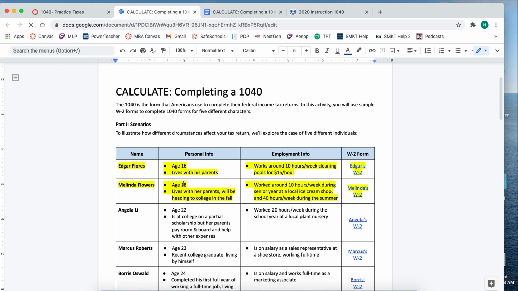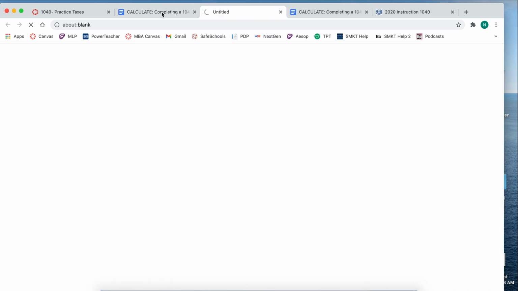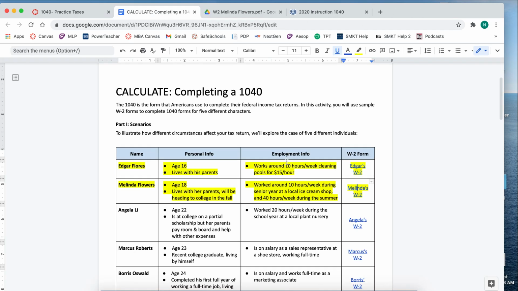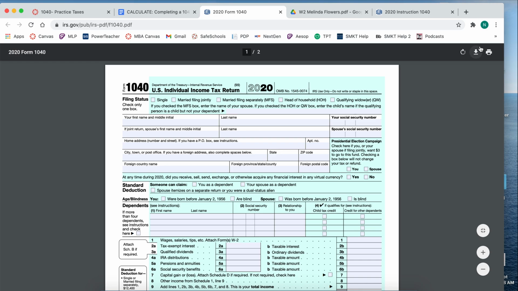I am going to complete Melinda. We did Edgar in class, and now we're going to do Melinda's 1040 document. So I'm going to open up her W-2. And I'm going to scroll down and open up this 1040 tax document. And remember, we talked about this in class.